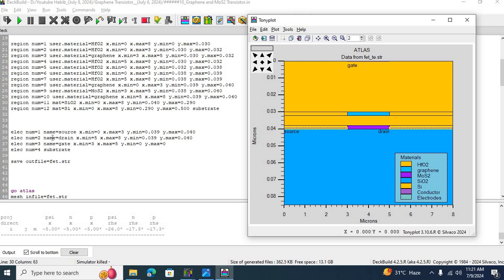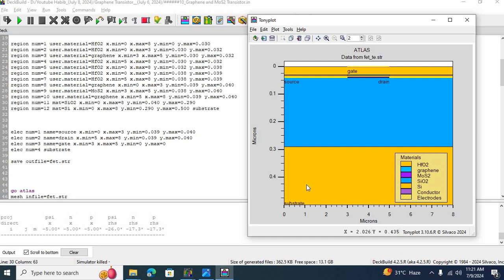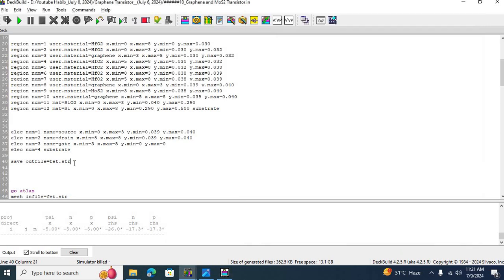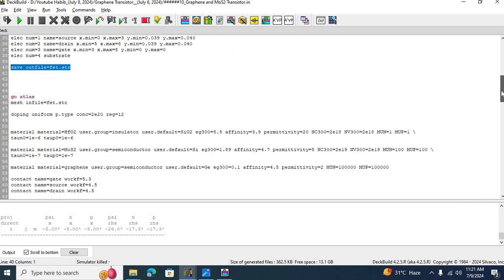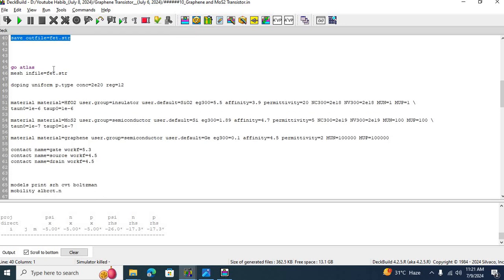Here I am defining the electrodes. I have set this electrode as the source, this electrode as the drain, this electrode as the gate, and I've set the silicon substrate to substrate. So at this point I save the structure. Then I start working in another module of Atlas, Silvaco TCAD.